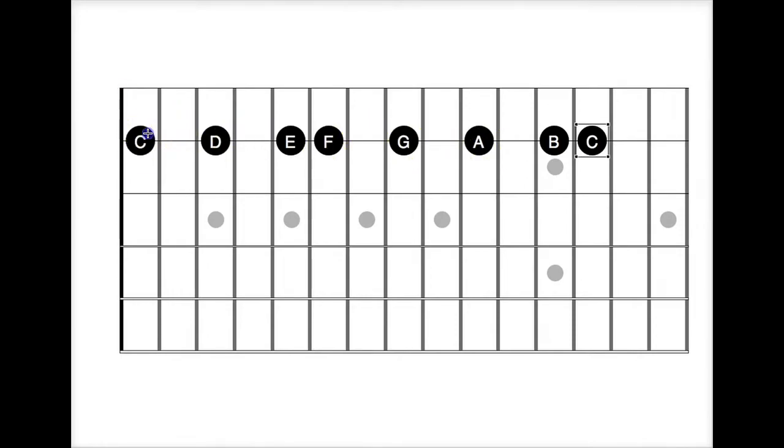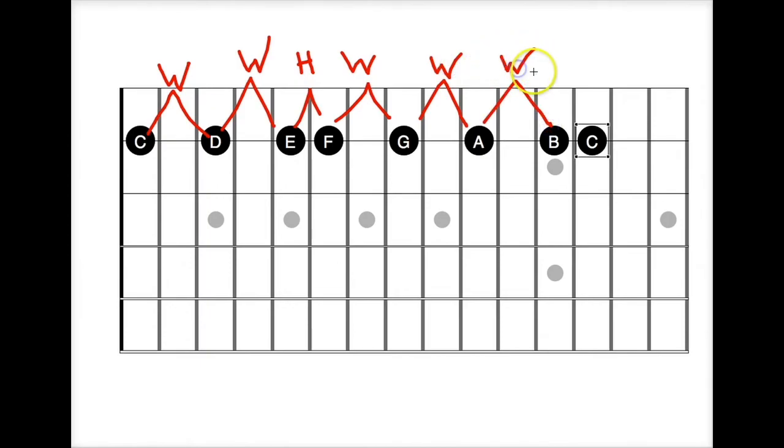So this right here is C to D. That is the interval of a whole step, okay? So 2 frets is a whole step. We've got the same interval right here, a whole step. We have a half step right here, and then a whole step, another whole step, another whole step, and then to complete the scale, we have a half step.